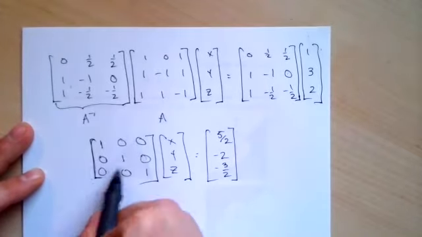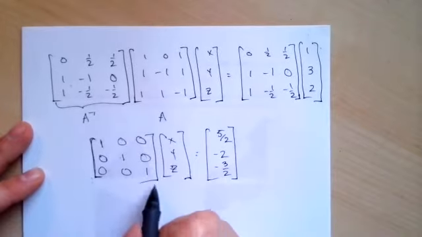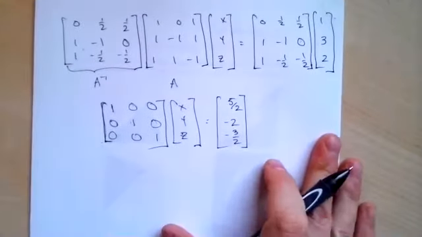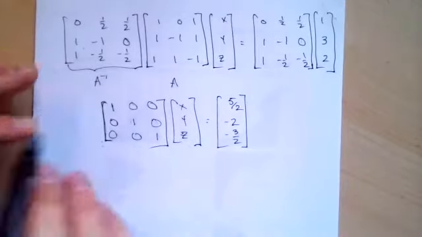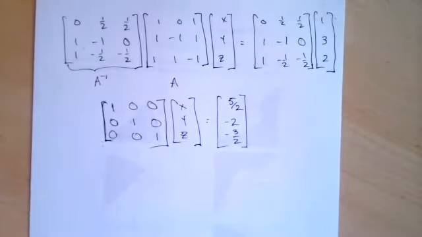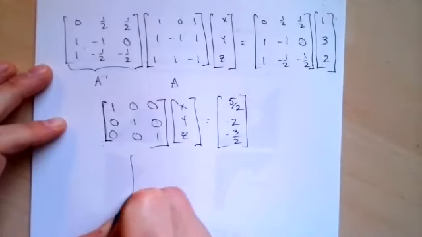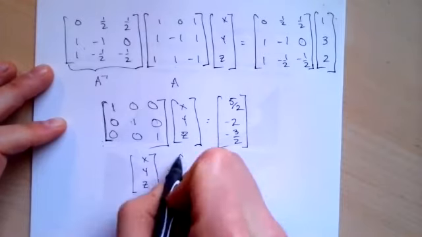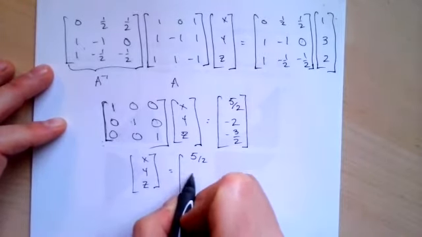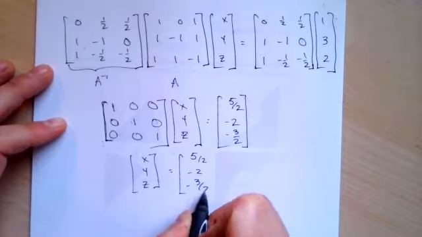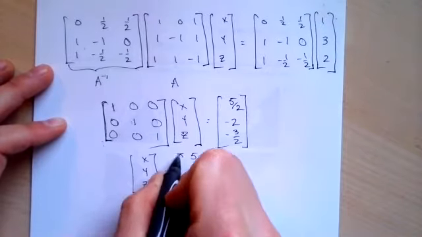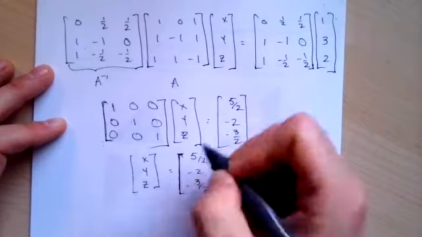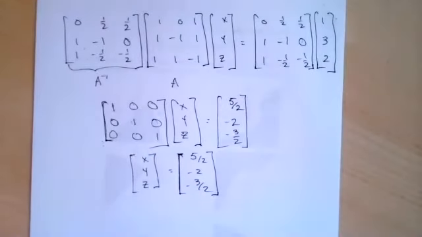We know, of course, the identity times this should give us the exact same thing. If you haven't checked that, do a basic calculation and show that the identity times anything will give us that anything back. And so this gives us our solution: x, y, and z are equal to 5/2, -2, and -3/2, respectively. Any questions on that?